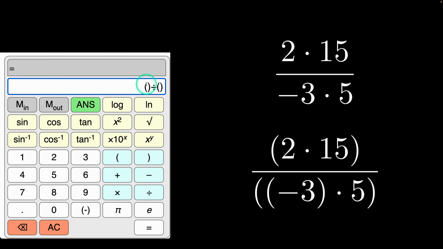Within those parentheses, begin entering the calculations, making sure to also enclose any negative numbers in parentheses. This is a good habit that ensures correct calculations.